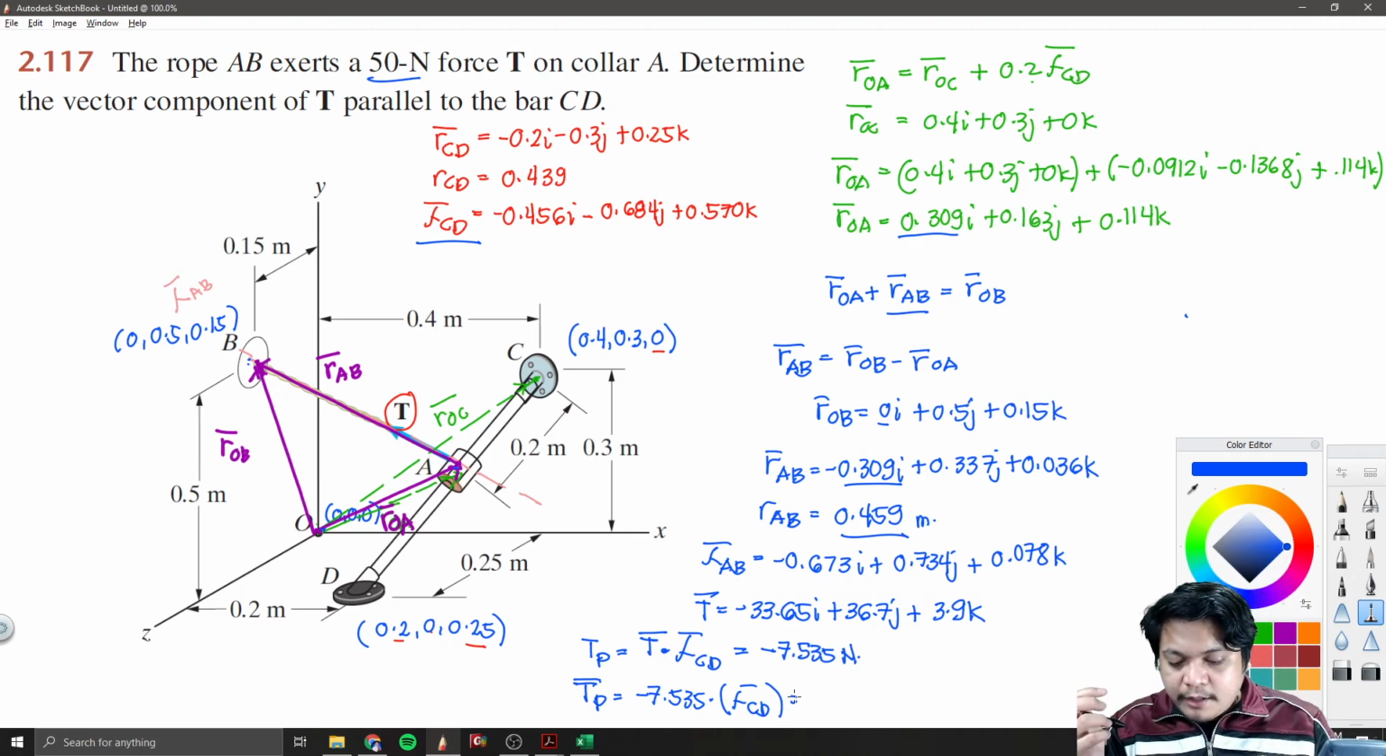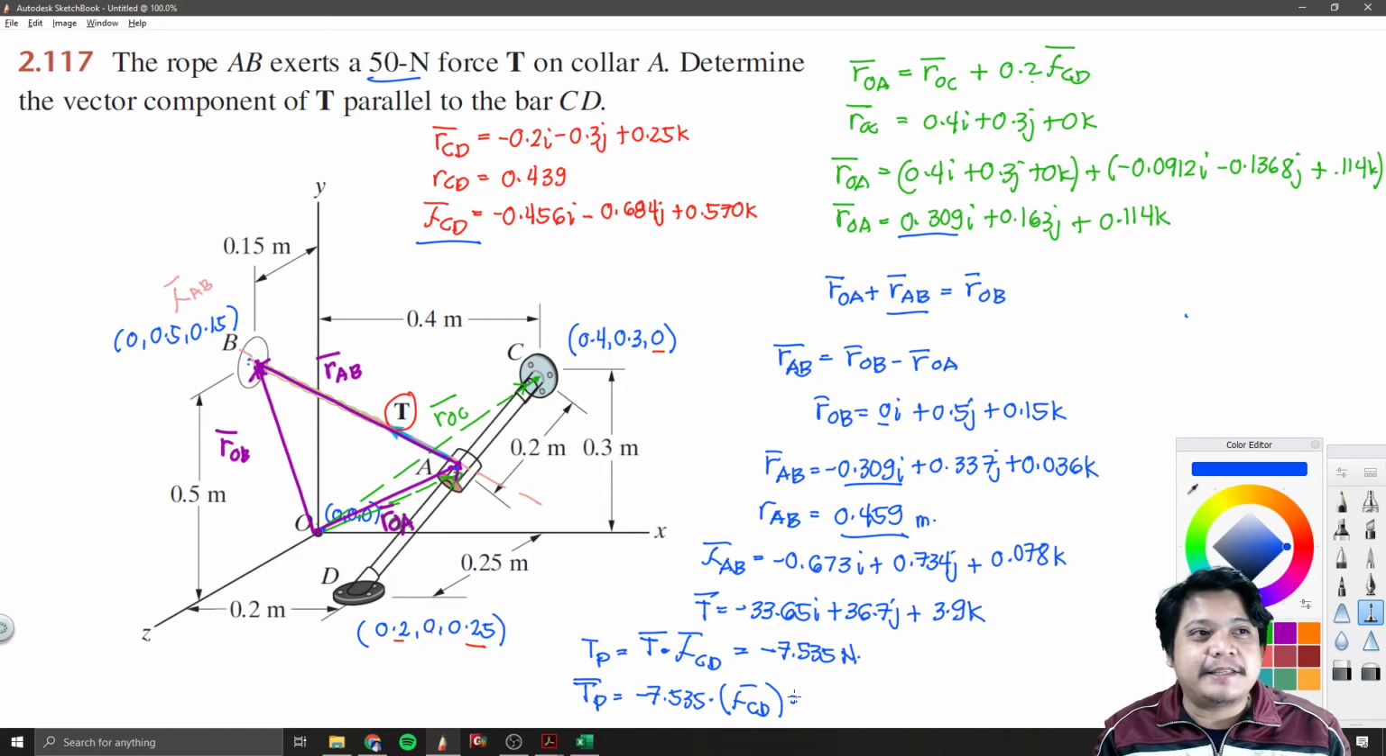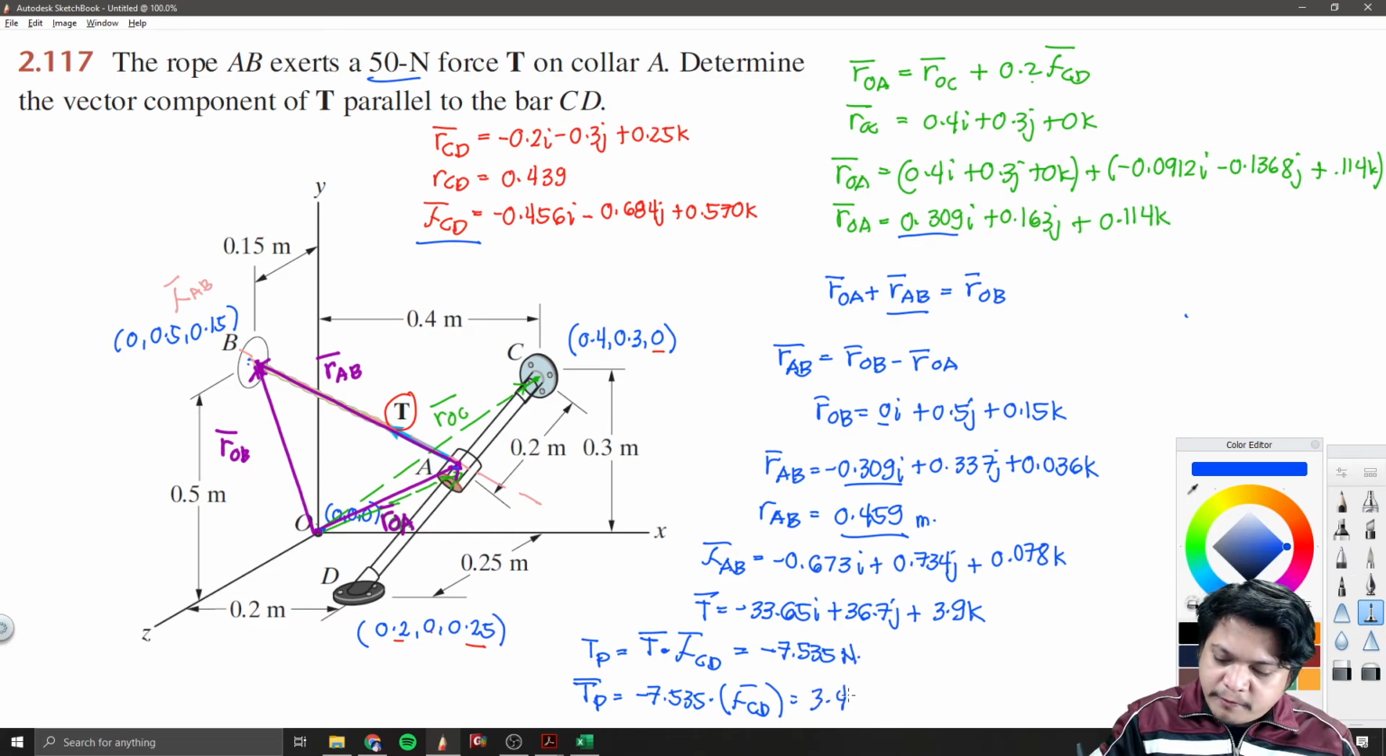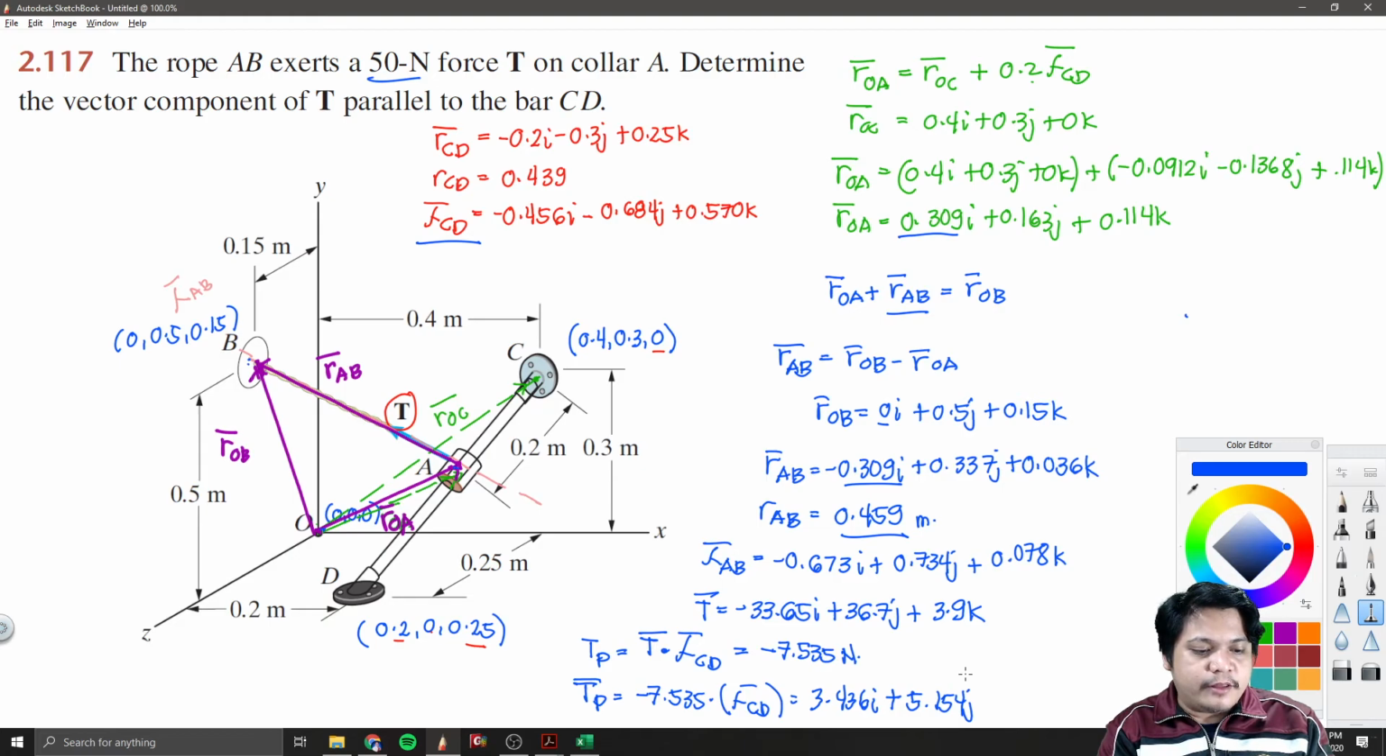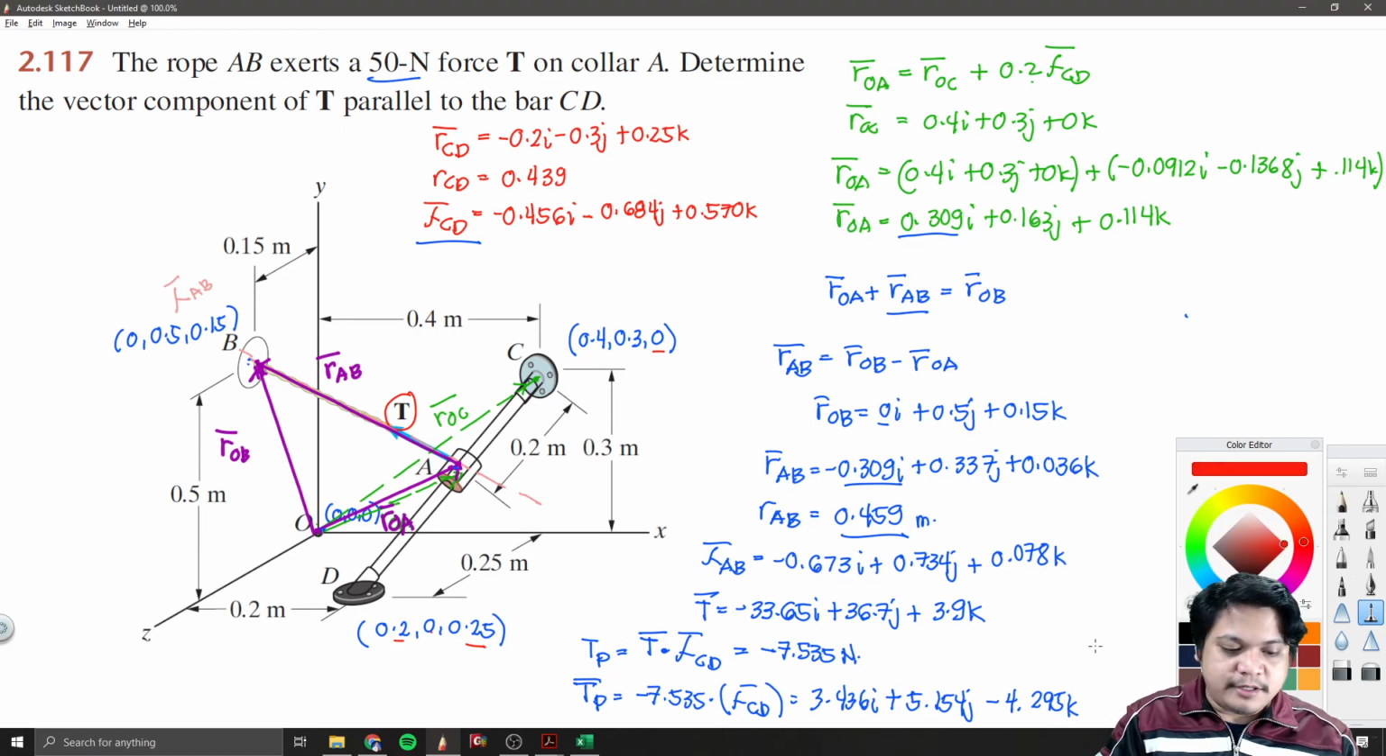Okay. So, again, that is the magnitude. Okay, yung parallel niya, again, kung parallel nga pala yan, it could be positive or negative, ano, kasi two-way naman talaga siya. Okay, so sige. I-multiply natin yon. So, negative 0.456 of the tension, so that is 3.436 of I, and then plus 0.684, 5.154 of J, and then 0.570 minus 4.295 of K. Yeah. So this is now the answer.